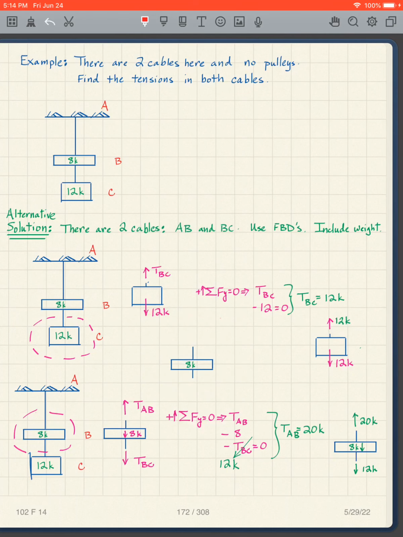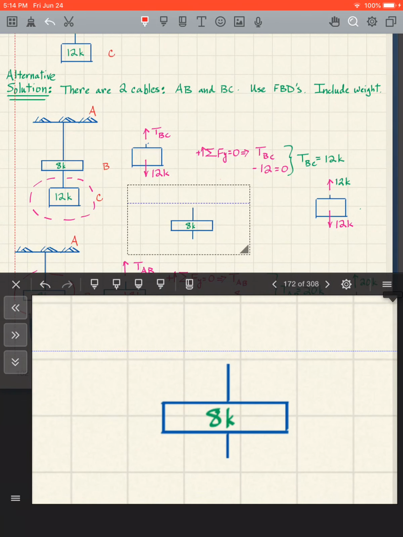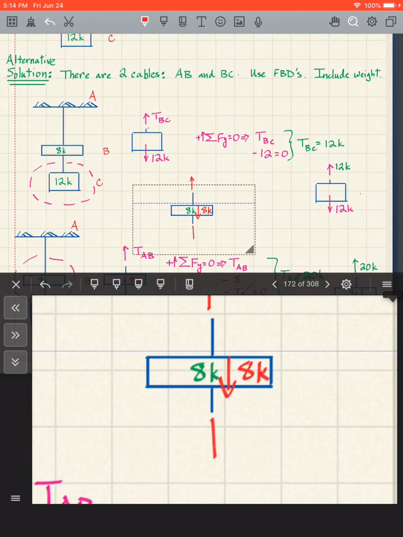Well, what's happened? I've made 2 cuts in this free body diagram. In other words, I made a cut there and I made a cut there. So I have to show forces in both of them. And there's also tension. So first I'll put in the weight, which is 8 kips. And then I have to have a tension there and a tension here.